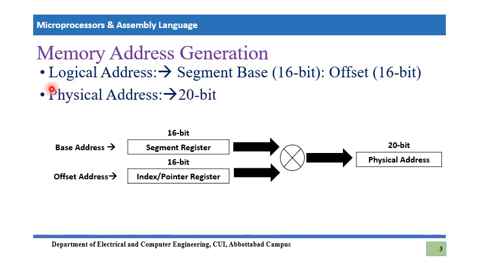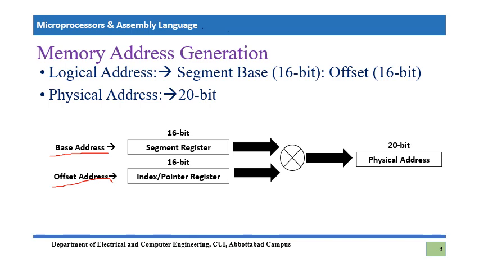What about the physical address? A physical address is composed of 20 bits. So how are those logical addresses converted into 20 bits? This is the procedure. We can see here the segment base address as an input to this translation block, and there is an offset address, and both of these addresses are 16-bit.